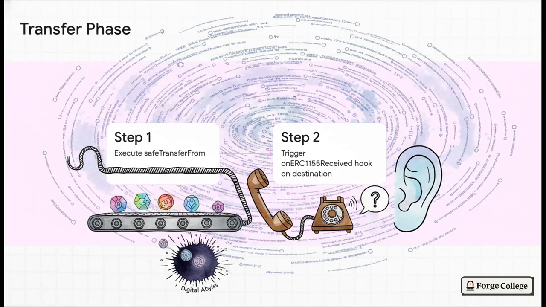Now, the really crucial point during that transfer phase is the receiver hook. When our conveyor belt executes the safeTransfer command, it actually calls ahead to the destination to trigger the received hook. It's basically like the conveyor belt picking up a phone and asking the destination, hey, are you able to safely hold this token? And this is a lifesaver, because it prevents tokens from just falling off the belt into the digital abyss if a receiving contract isn't prepared to handle them.